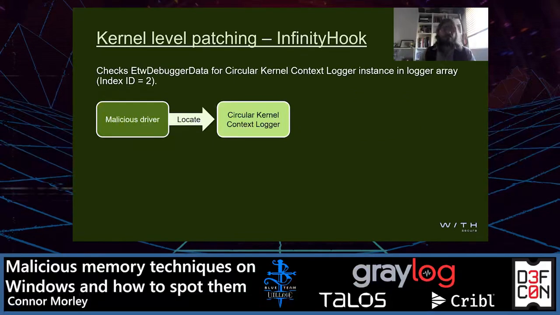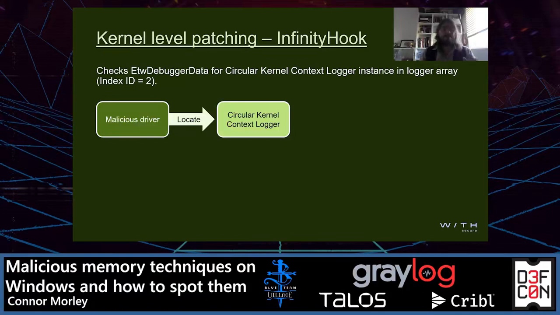Now, using Infinity Hook, the malicious kernel driver will check the ETW debugger data for the entry circular kernel context logger. Now, this is to do with an array of loggers which run within the kernel, and they all have different ID values. The circular logger has an index ID 2. This is important because the circular logger will run, as you might guess, circularly on every single syscall that's sent to the kernel, and it creates a log for it.